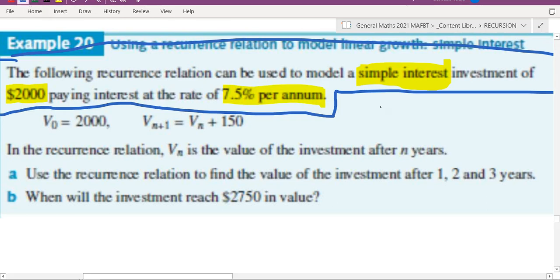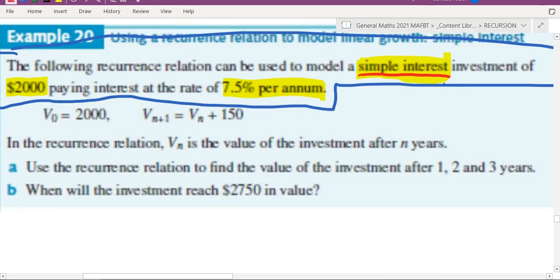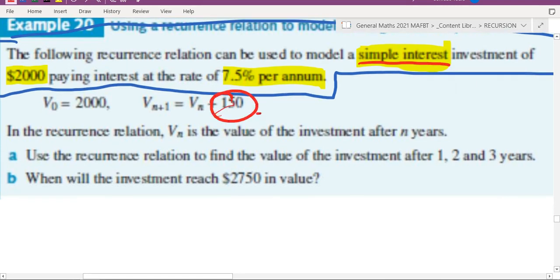It's not, okay, because of this word, simple interest. You've got to keep that in mind. Simple interest means arithmetic, or it's generally adding or subtracting by the same amount. Where they got this 150 from is if you read the information here, paying at an interest rate of 7.5% per annum. That means that every year you're getting 7.5% of this guy. That's all that's saying. Okay, paying 7.5% of the starting amount. So that means this 150 came from this percentage.